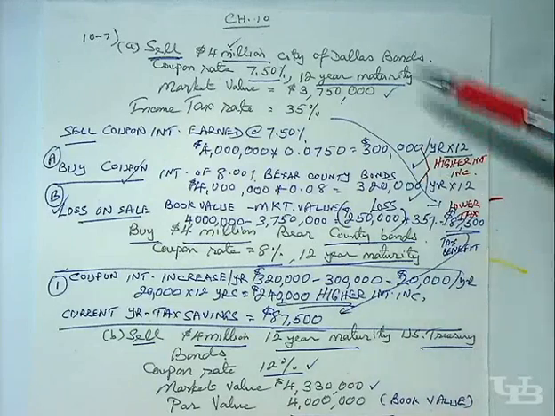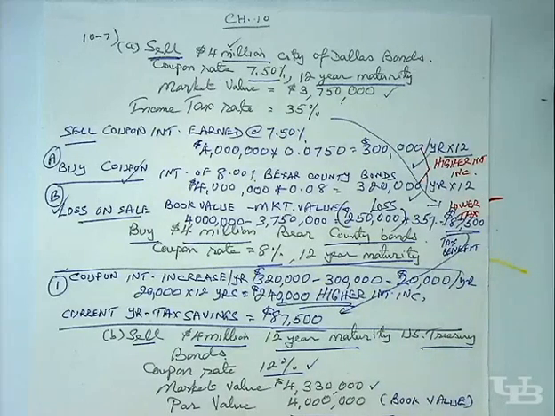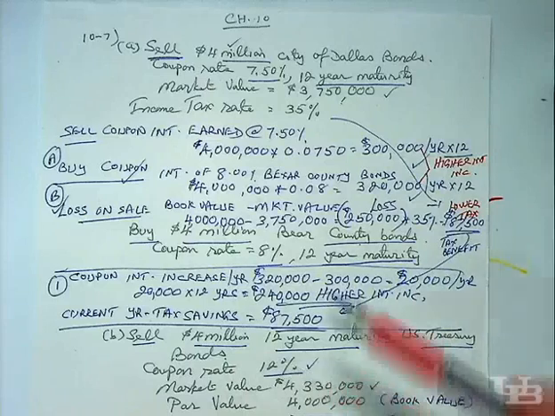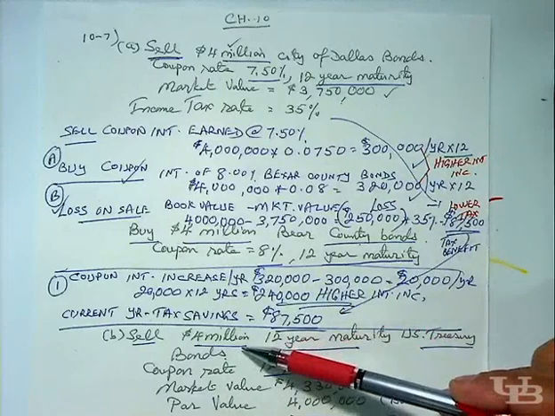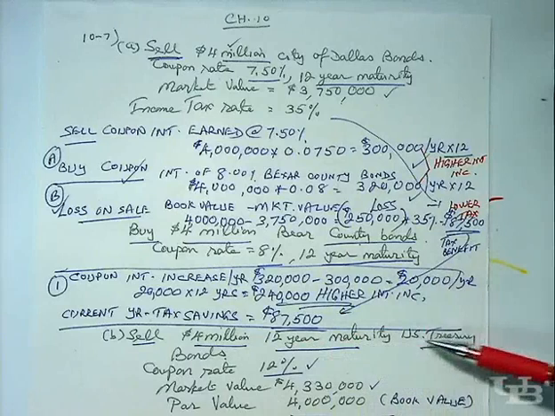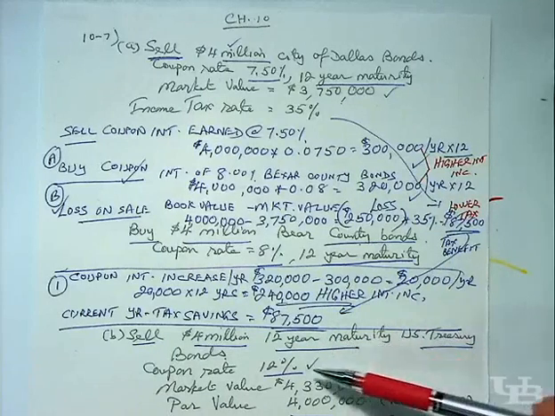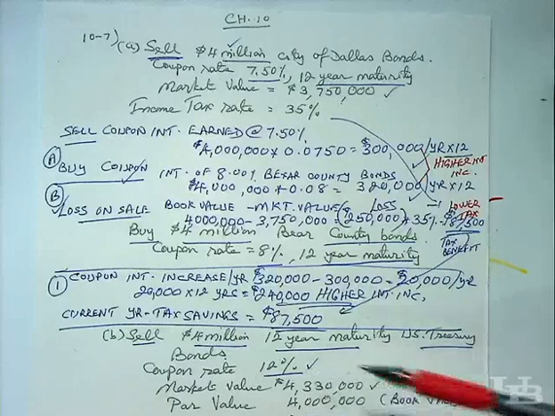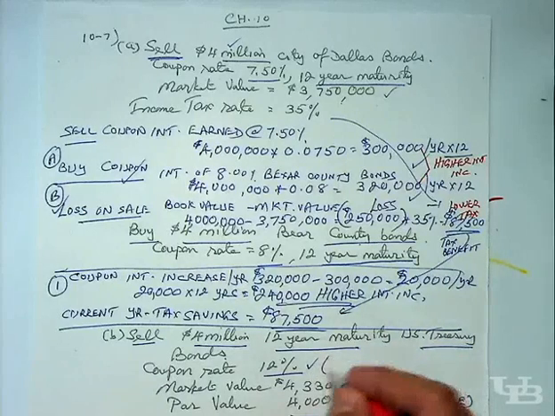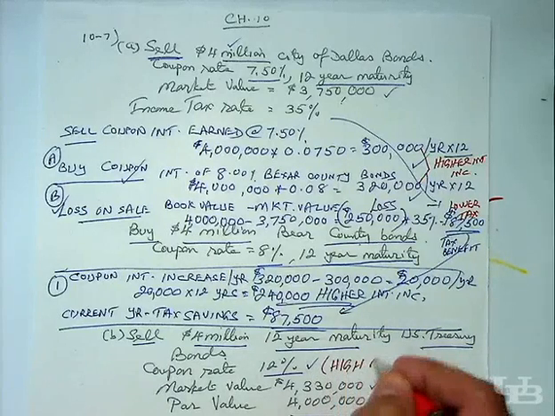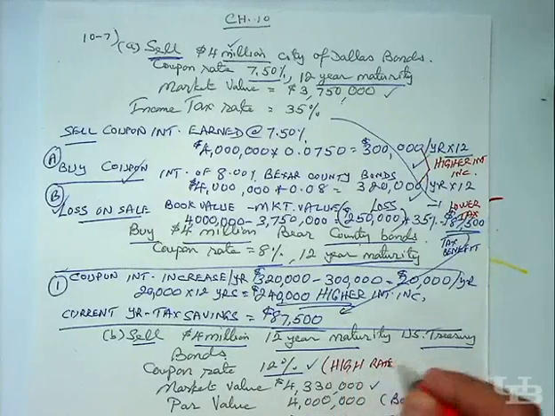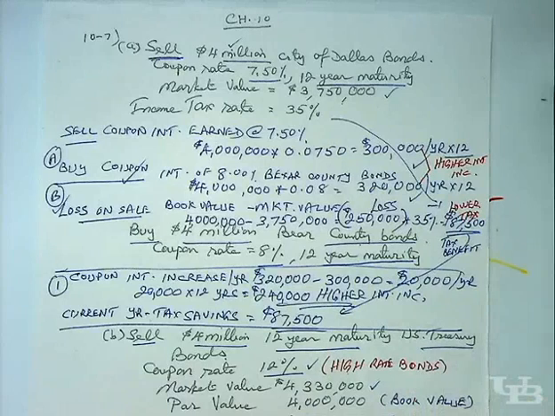Instead of selling the Dallas bonds, the investment officer could sell $4 million of U.S. Treasury bonds, which have a 12-year maturity. These bonds are earning a 12% coupon rate today, which is very, very high and a very good coupon rate. So this is a very high interest rate, high rate bonds, which earn high interest.